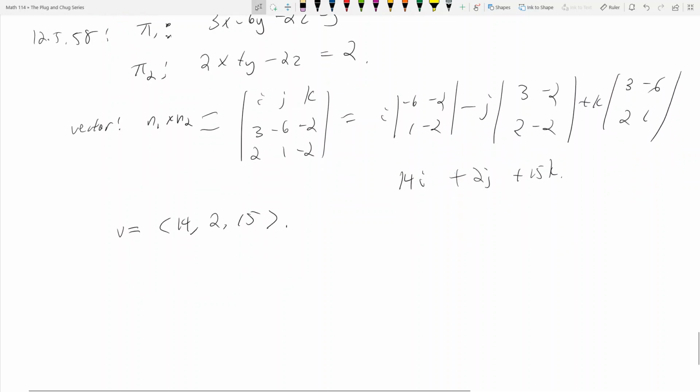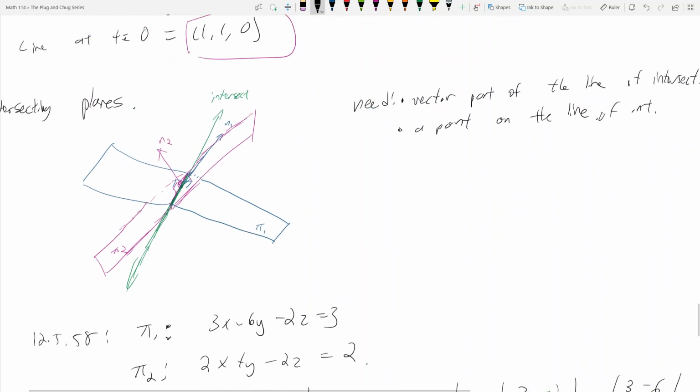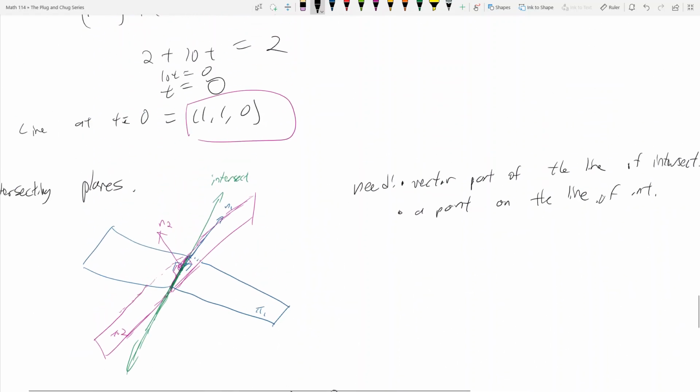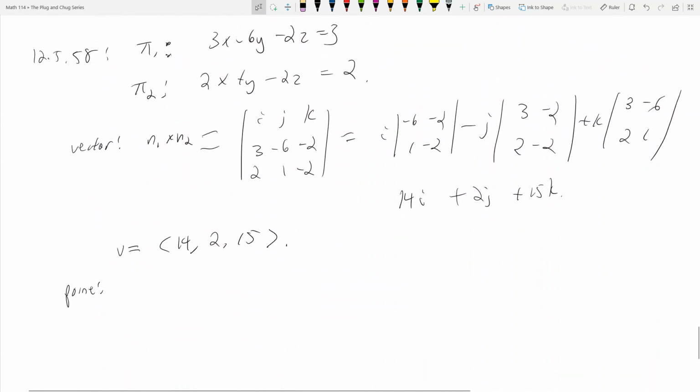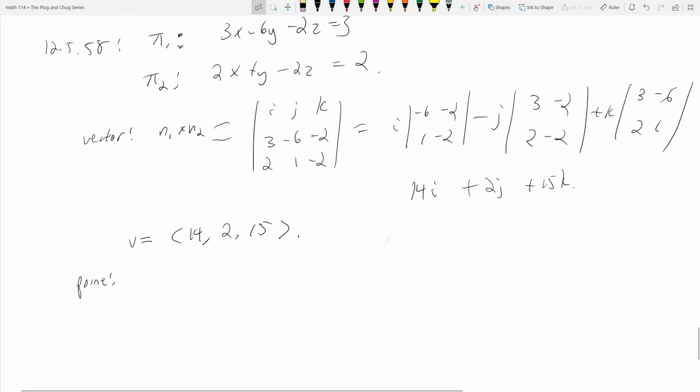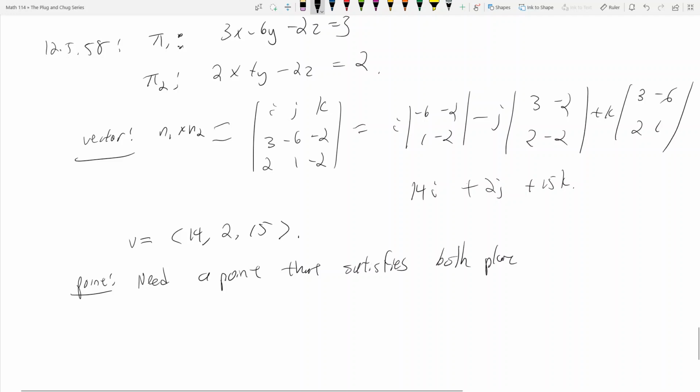And so now we need a point on the line. If the point is on the line of intersection, say this red point right here, it's going to be on both planes simultaneously. Does that make sense? So I need to find a point that satisfies both plane equations. How do I do that?